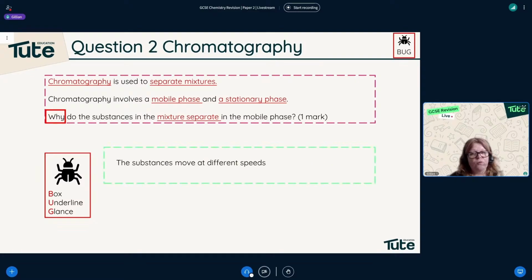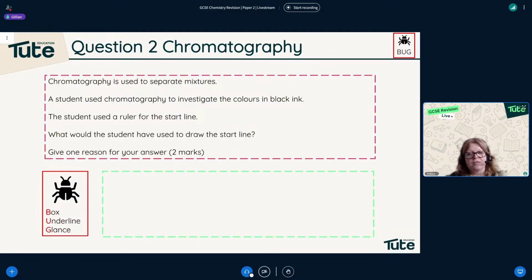So, for 1 mark, our final answer is it's just because the substances move at different speeds in the mobile phase, and that's why the mixture separates. Okay, still with chromatography, let's look at this question here.